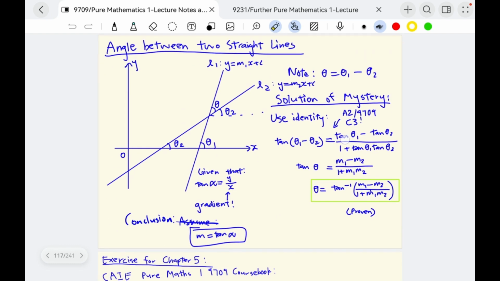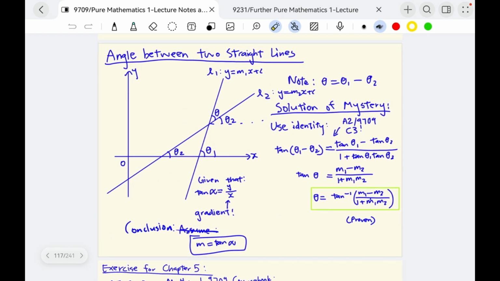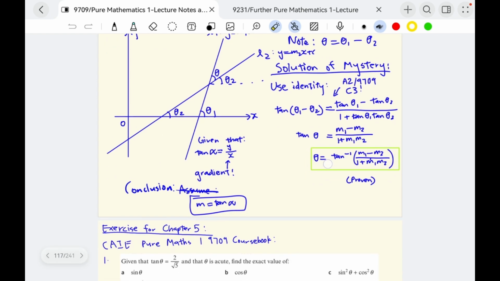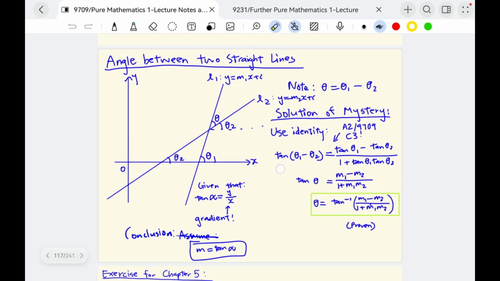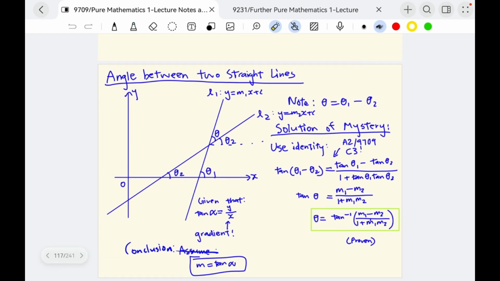And lastly, the angle between 2 straight lines. Okay, for the AS syllabus, you don't have to show that the double angle formulas for tangent are used to prove that the angle between the 2 straight lines is this formula, just that you need to memorize this by yourself. Okay, and following the 2 similar definitions, we can conclude that the gradient is tangent theta. Okay, so yeah, that's the end of this chapter.